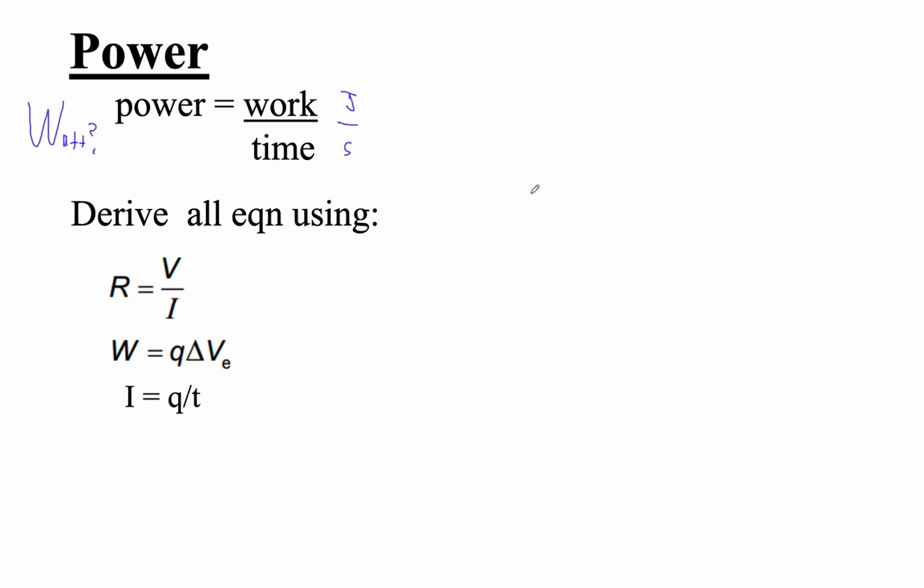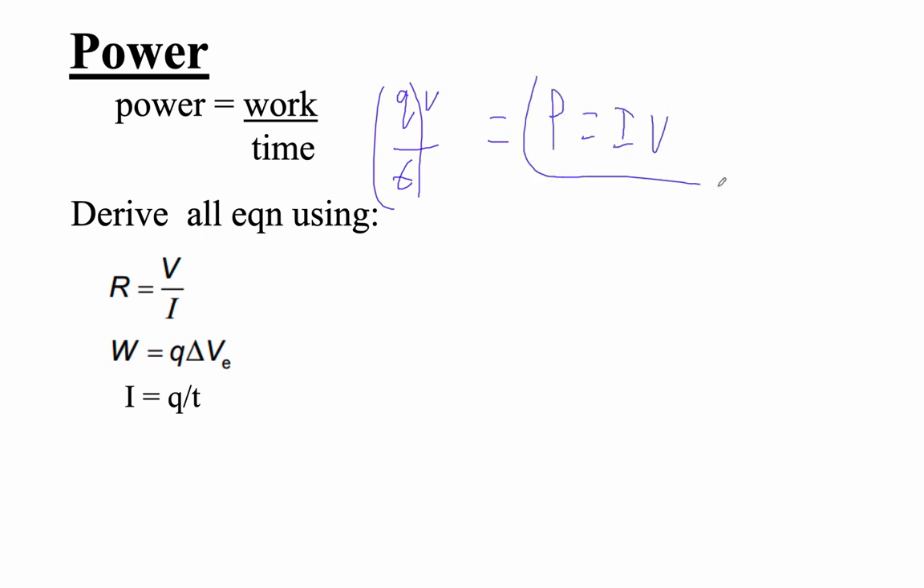All right, let's derive an equation here just for kicks. Power is work divided by time. Remember that work is Q times V, so QV over time. If I put parentheses there, Q over T is I. And so our first formula is that power is current times voltage.